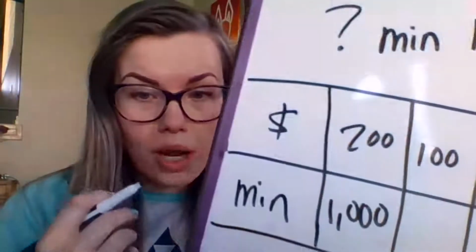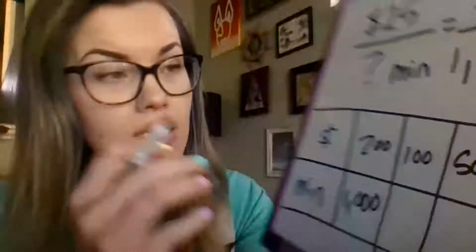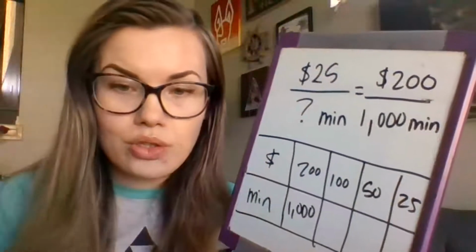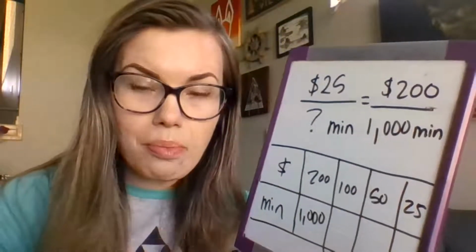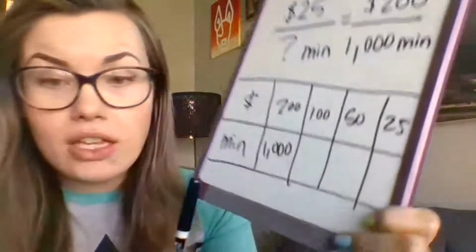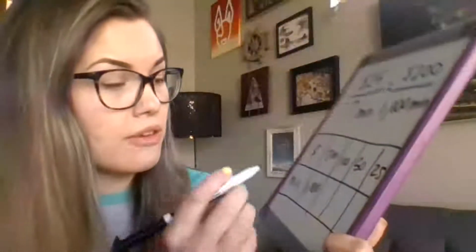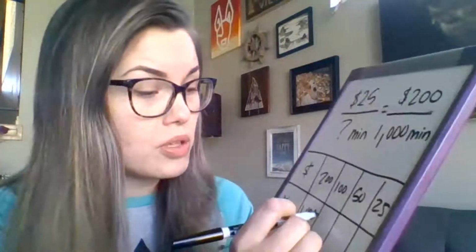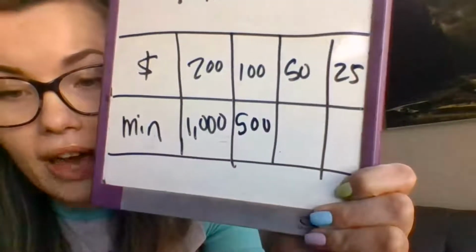4 to 11 to 24 and 66, we multiply to get there. Here, we're probably going to divide since the numbers are getting smaller. So from 200 to 100, how did I get from 200 to 100? What did I divide by? I divided by 2, okay? And if I have 1,000 in half, I am going to divide that in half, and I'm going to get 500, okay? So I filled in that first one with 500.